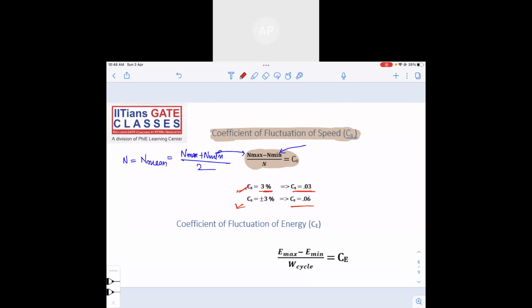Right? And there is a term which is known as coefficient of fluctuation of energy. It is given by E max minus E min divided by work per cycle. So this is very, very important. Please remember, you should know how to calculate the value of CS. Questions might be there directly or indirectly.